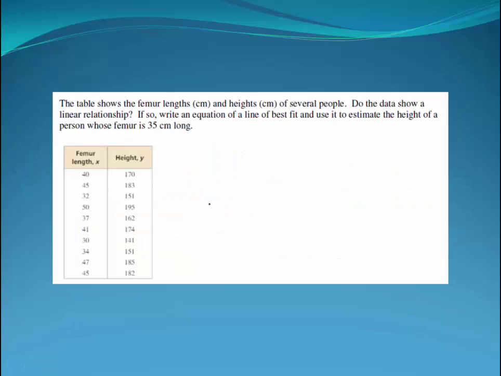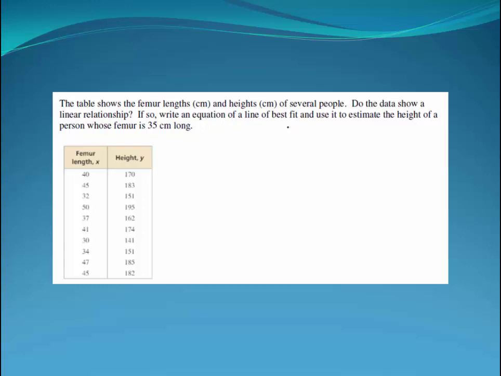So let's take a look at this one. The table shows the femur lengths, which is going to be x in centimeters. First of all, do they show a linear relationship? We won't know that until we graph them. If it does show a linear relationship, which means they look like they're going in a line, we're going to write the equation of the line of best fit, and then we're going to use that equation to answer this question.